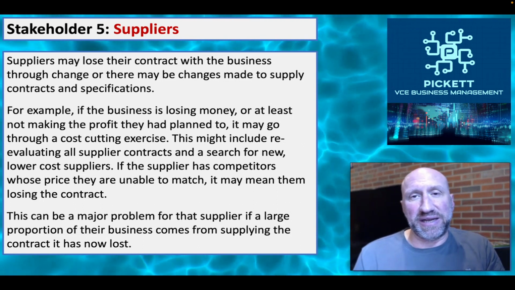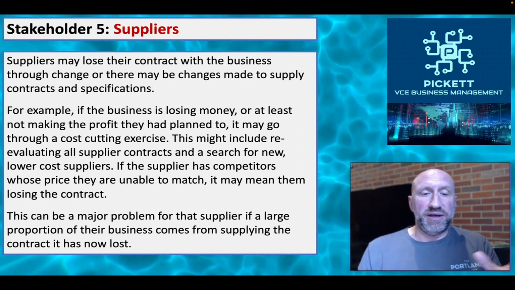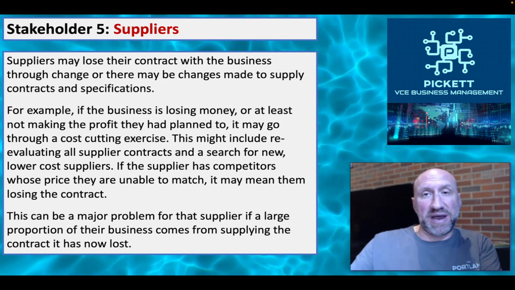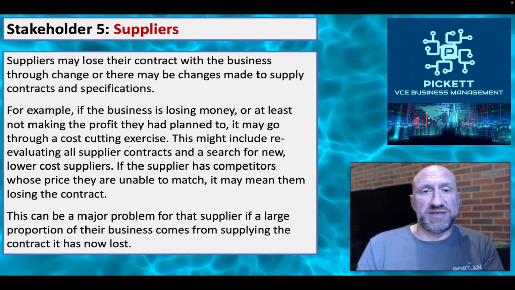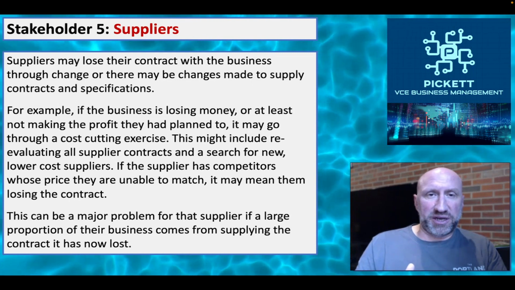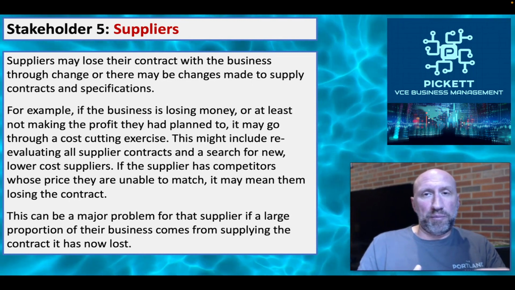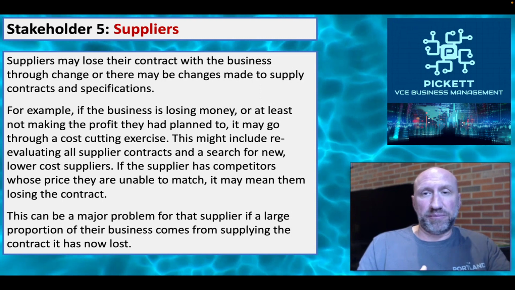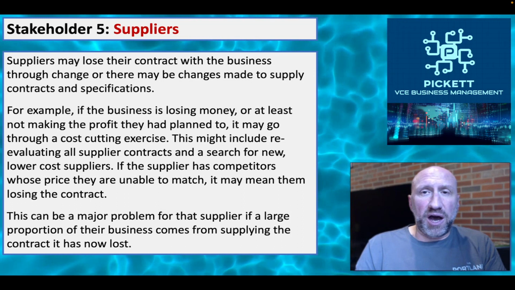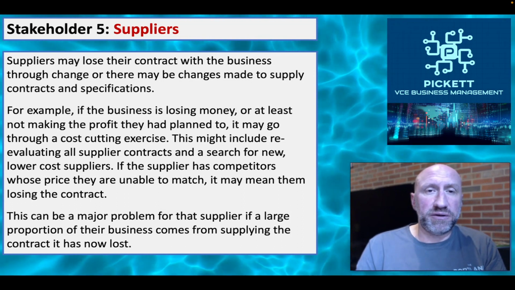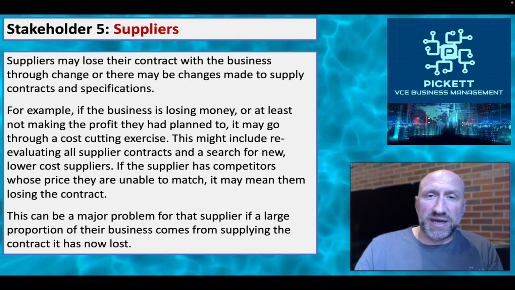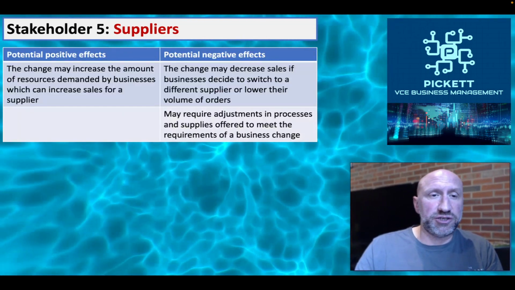Now that can be a really, really big problem for that supplier if a large chunk of their business comes from supplying the contract that is now lost. And that's the case with a lot of businesses. McDonald's in particular, for example, a lot of the businesses that supply the ingredients, either the whole or most of their business is supplying McDonald's. So if they lose the McDonald's contract, they're kind of up a creek without a paddle, they then have to find new business from somewhere else, which is not easy to do. So this can be really, really key when we're going through change.